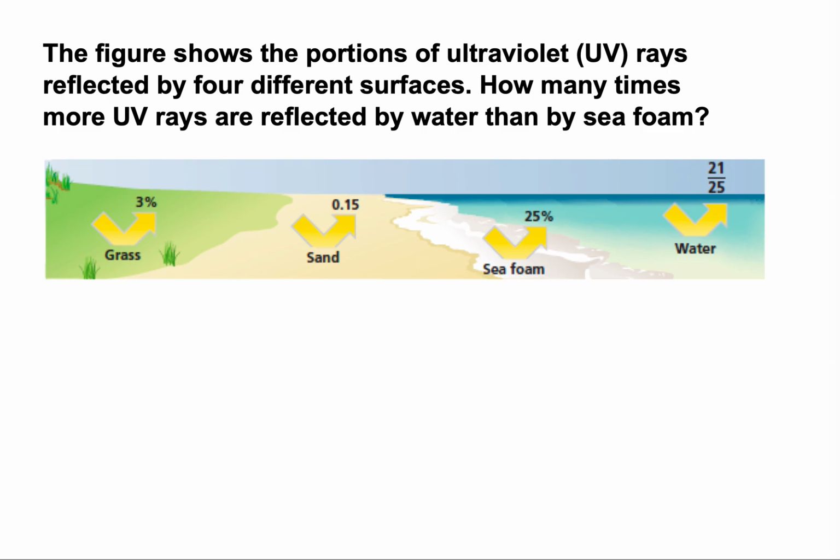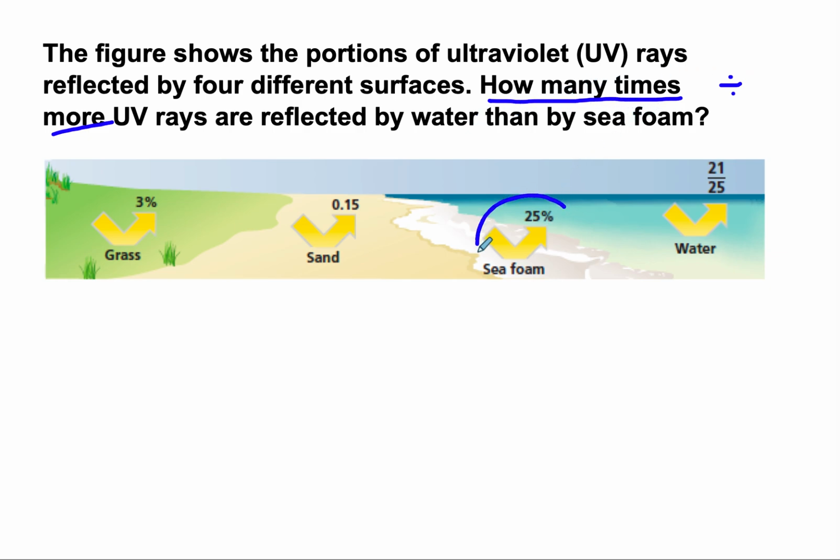All right, let's take a look at our next type of problem. It says the figure shows the portion of ultraviolet rays reflected by 4 different surfaces. How many times more UV rays are reflected by the water than the sea foam? Okay, how many times more means we're going to divide. We have to divide to figure out 2 times more, 3 times more. So even though it kind of sounds like multiplication, when I'm looking for how many times more, I need to divide.